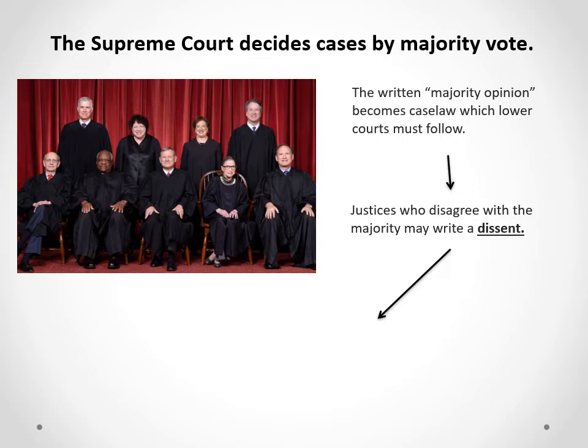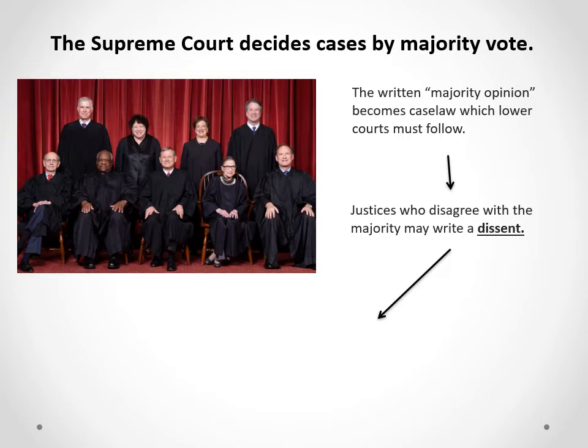Now, justices who disagree with the majority have the option of writing what's called a dissent. Okay, these are all very well respected legal scholars, and they have very strong opinions. So quite often you'll have up to four justices who disagree with the majority opinion. So they're going to write their opinion and why they think the majority is incorrect. This dissent is really just a historical footnote. Okay, so the dissent does not have any binding power on the lower courts. The lower courts are bound to follow only the majority opinion.